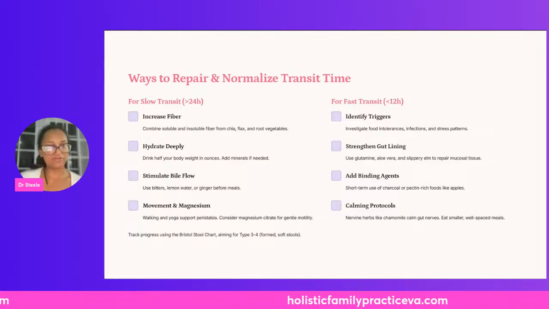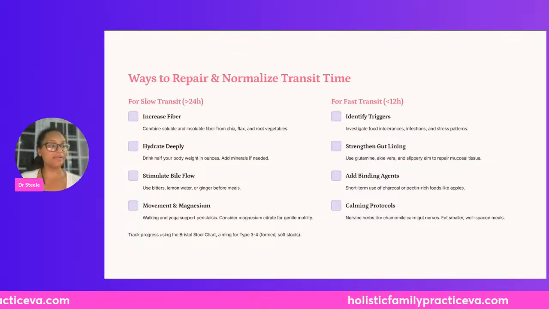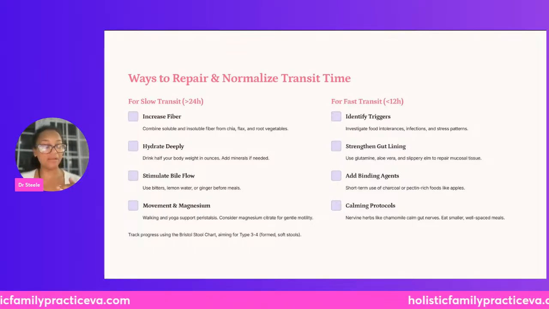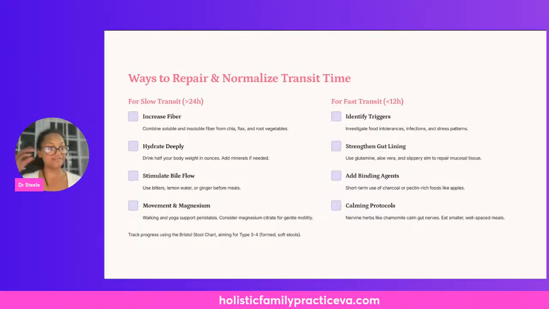So once we determine what's going on with the bowel transit time, we begin to repair and heal. With slow transit time, we're going to increase our fiber. We're going to work on combining soluble and insoluble fiber. Think your chia seeds, your flax seeds, your root vegetables. You're going to hydrate deeply, a minimum of half your body weight in ounces, and add a little bit of that pink Himalayan sea salt to the water to mineralize the water.